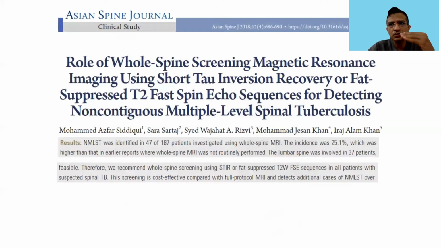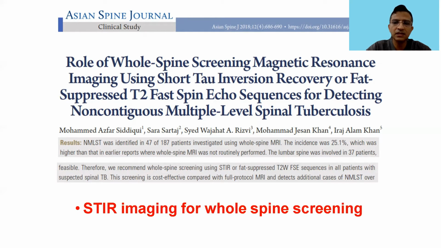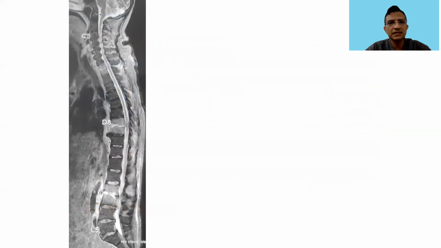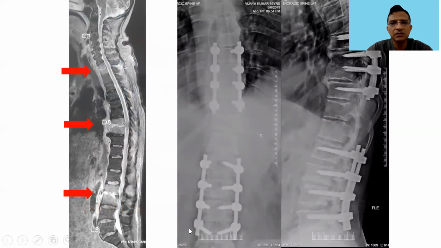We would also want to go beyond just looking at the main lesion. We would also want to look out for skip lesions, and for this, STIR imaging of the whole spine is very useful. Here is an illustrative case, a patient with skip lesions at 3 levels, and of these 3 levels, the thoracic and the lumbar spine levels were showing instability and hence had to be operated upon, as is seen over here.